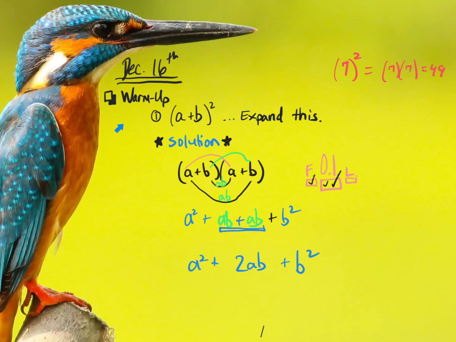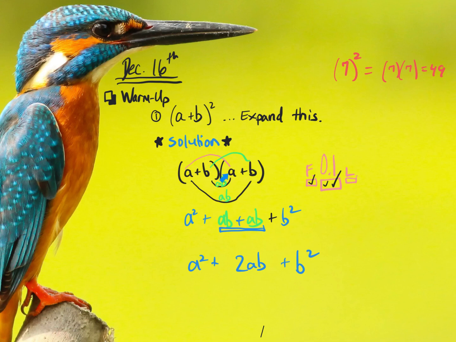Last day before winter break, we began with this warm-up. What is the quantity a plus b squared? The solution was not a squared plus b squared. The solution was to rewrite a plus b multiplied by itself, and then use the distributive property, or in other words, FOIL.